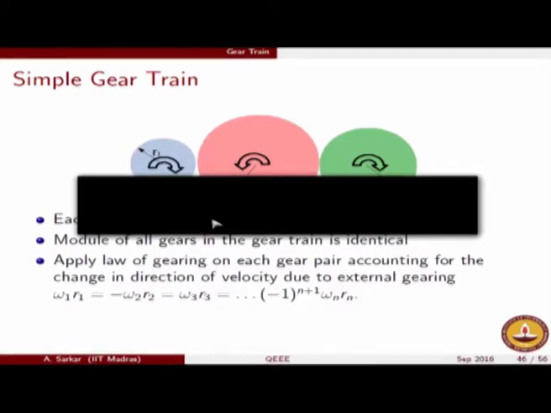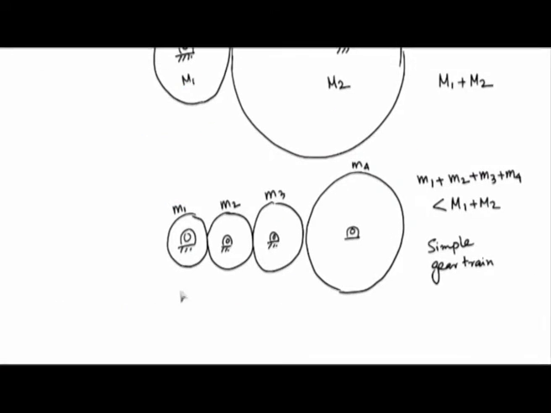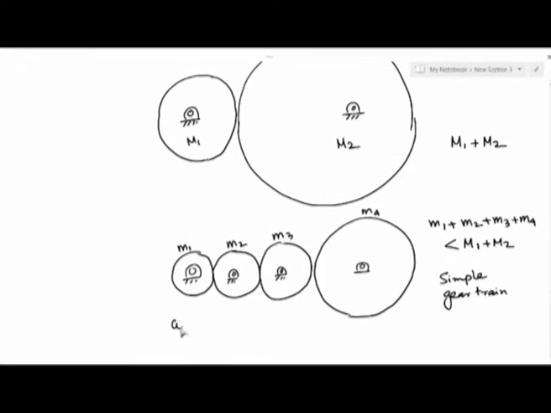Similarly, for the drawing that I have drawn here, you will find omega 1 R1 is equal to minus omega 2 R2, and that will be equal to plus omega 3 R3, because between 2 and 3 there will again be a sign reversal, and that will be equal to minus omega 4 R4, right. So omega 1 R1 is minus omega 4 R4, right.